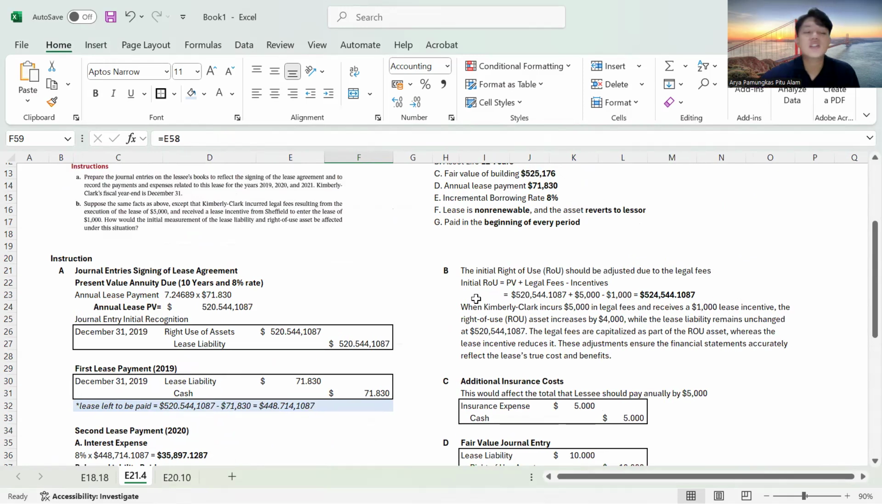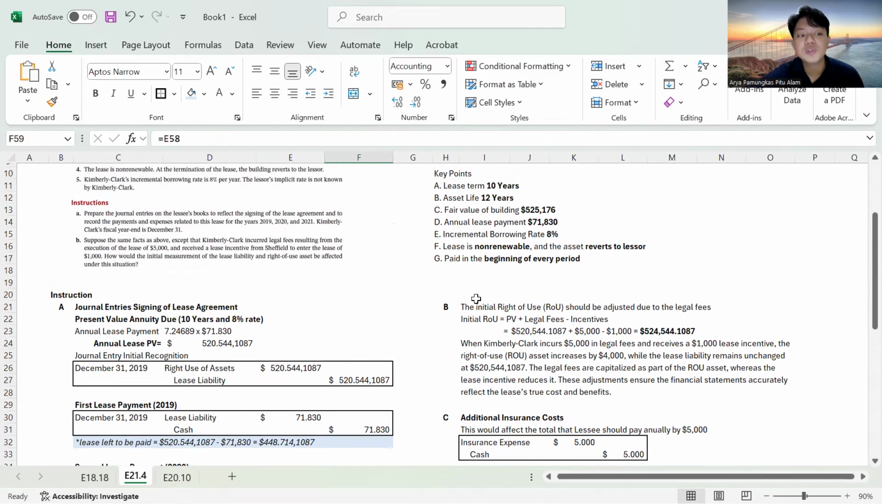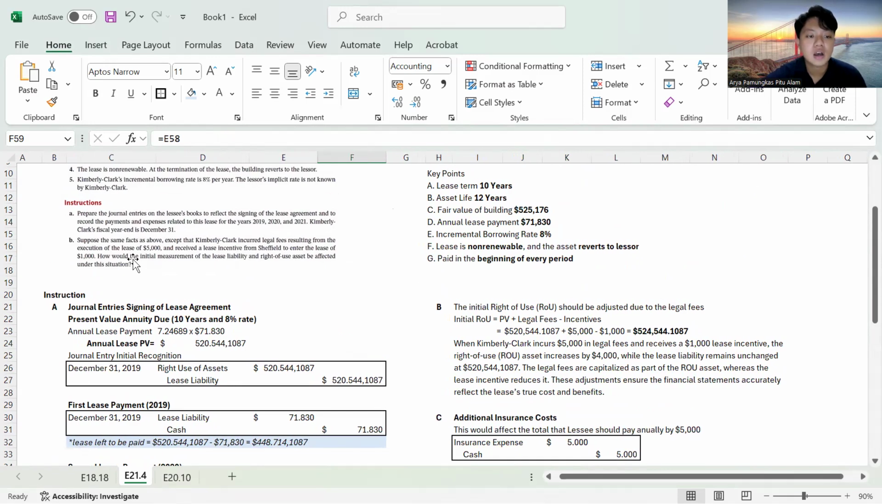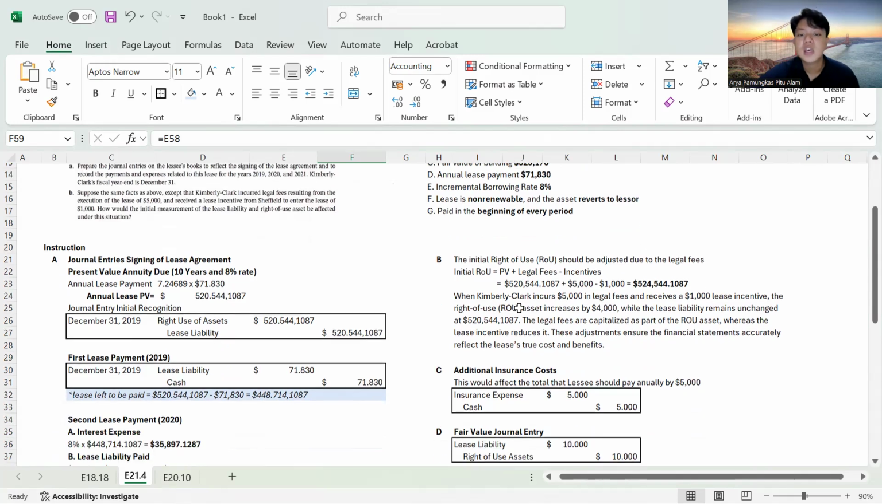And after we finish the first instruction, we are going to move to the second instruction, which is talking about: suppose the same facts as above, except that Kimberly Clark incurred legal fees resulting from the execution of the lease of $5,000 and received a lease incentive from Sheffield to enter the lease of $1,000. How would the initial measurement of the lease liability and right of use asset be affected under these situations?